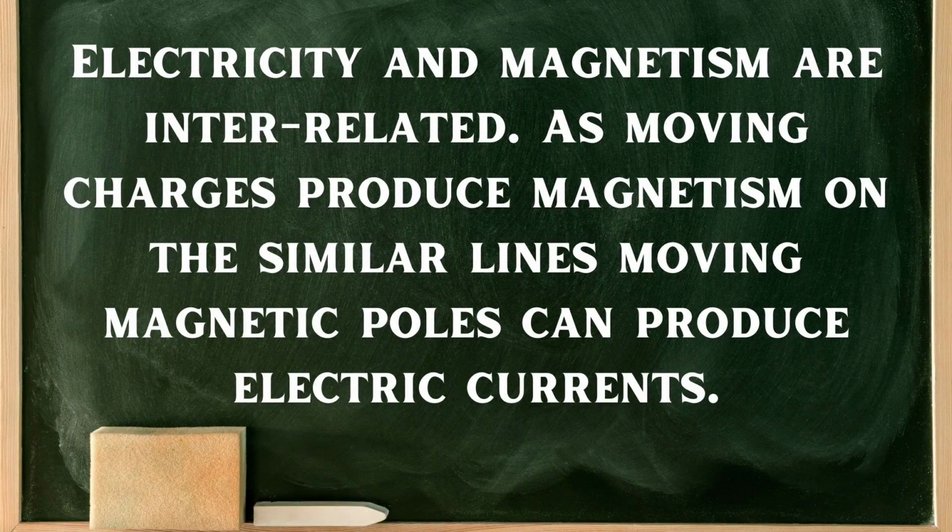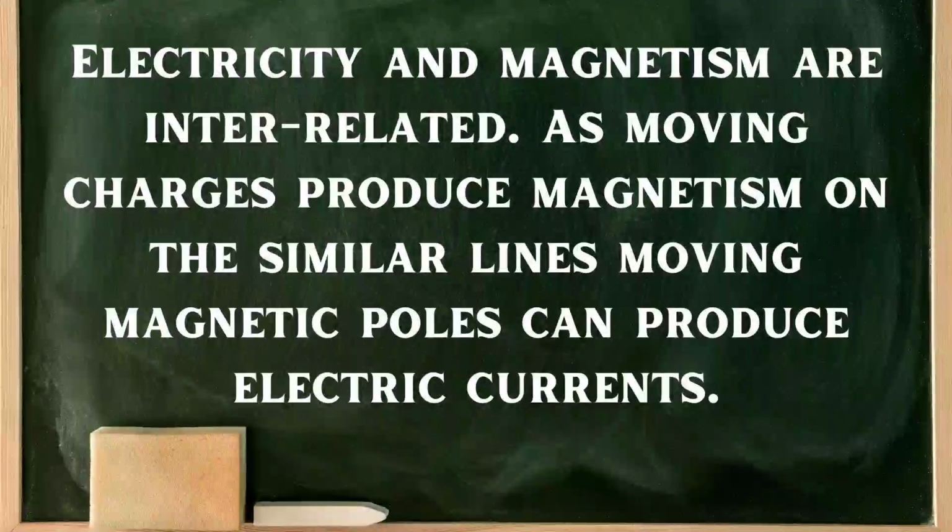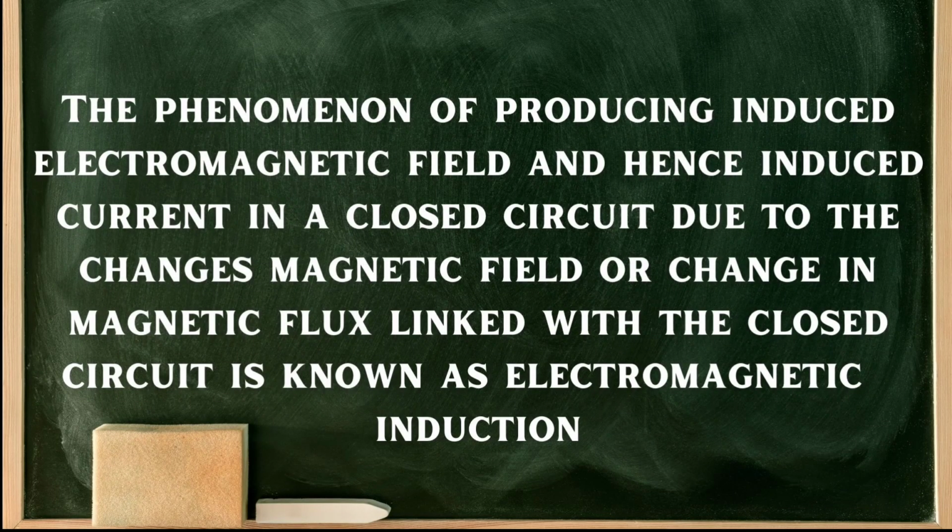Electricity and magnetism are interrelated to each other. As moving charge produce magnetism, on the similar lines moving magnetic poles can produce electric current. When there is a change in the magnetic flux linked with the closed circuit, there is a production of induced EMF and hence induced current. That phenomena is known as the electromagnetic induction. The term electromagnetic induction means inducing electricity by magnetism.